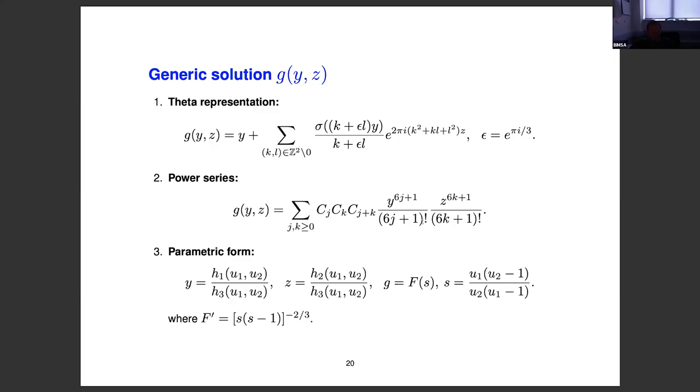And then there is a parametric formula. So g, you see, is a function of y, z. Now y, z, and g will be functions of parameters u1, u2, and the formulas are as follows. You take three solutions of the Appell hypergeometric system, call them h1, h2, and h3. So y is h1 over h3, z is h2 over h3, and g is some function of this expression f of s, where f has to satisfy this ODE. I'm not writing its explicit solution because it's a hypergeometric function.